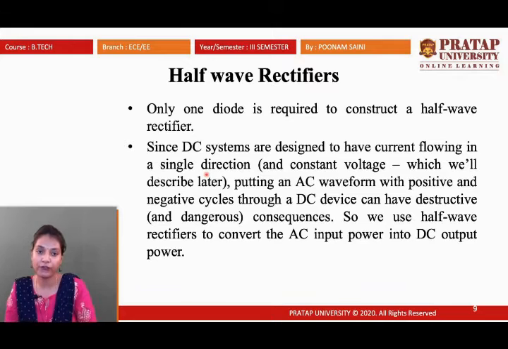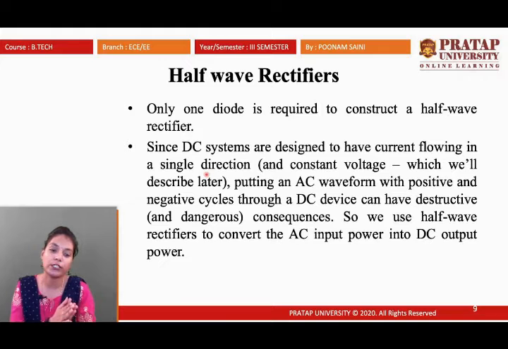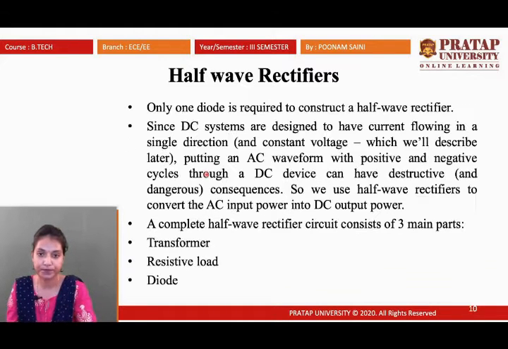So in the half wave rectifier, only one diode is required. Since DC systems are designed to have current flowing in a single direction, an AC waveform with positive and negative cycles through a DC device can have destructive consequences. So we use half wave rectifiers to convert the AC input power into DC output power.